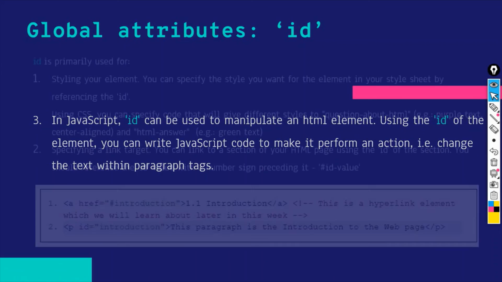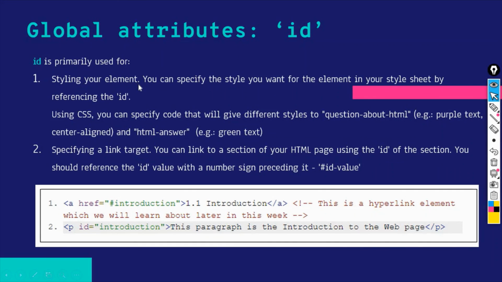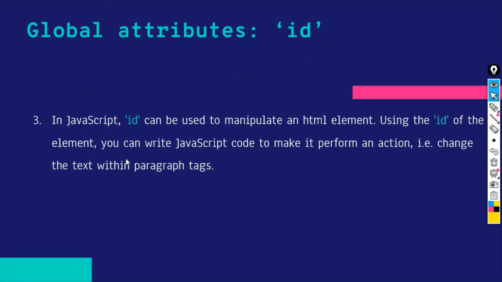So again, to review, you use ID for styling your element, specifying a link target, and for your JavaScript code to perform an action to a specific element.